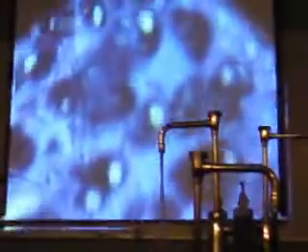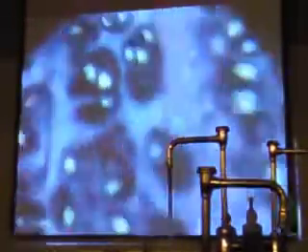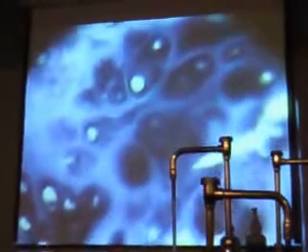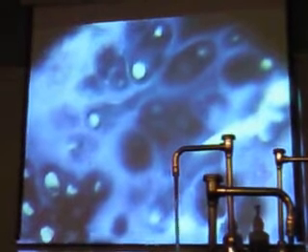What's this? Adipocytes. Now keep in mind, what organ are we in? Trachea. It's like an octopus. What's this? Hyaline cartilage.